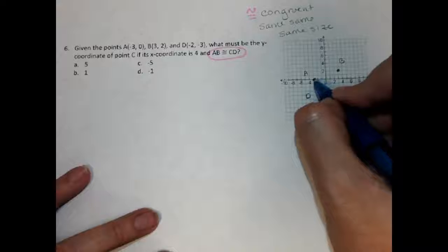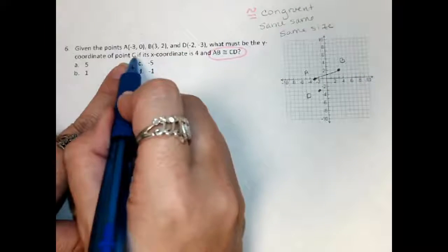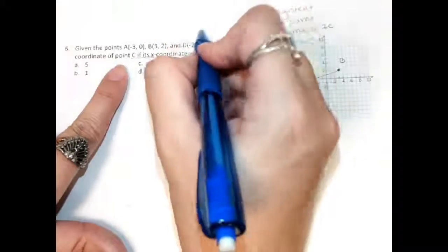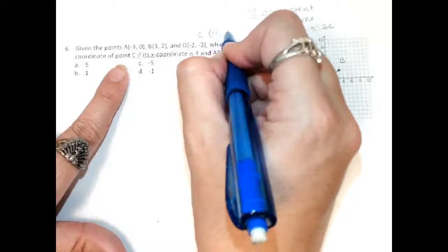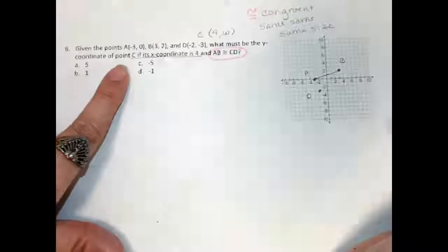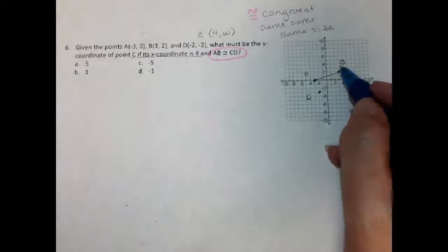I went ahead and plotted my 3 points, A, B, and D. And then what it's telling me is there's also another point, C. And I know the X part of it is 4, and I don't know the other part. I'm going to put a W for the part I don't know. And that's what they're asking me to find, the Y coordinate of it. So I don't know where that is.